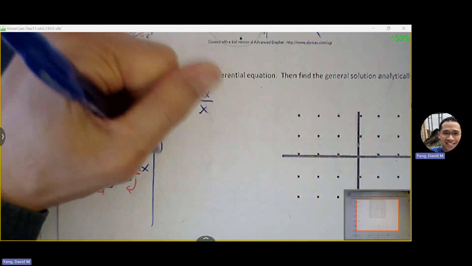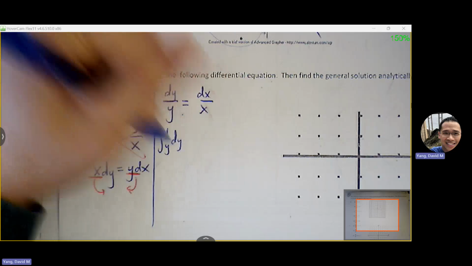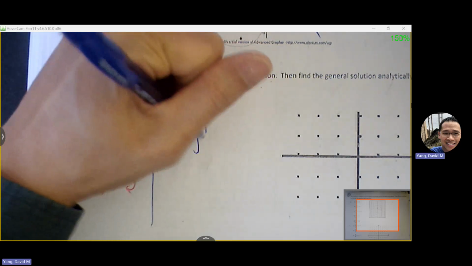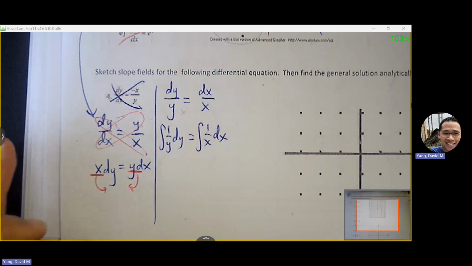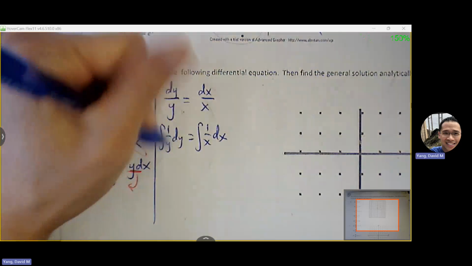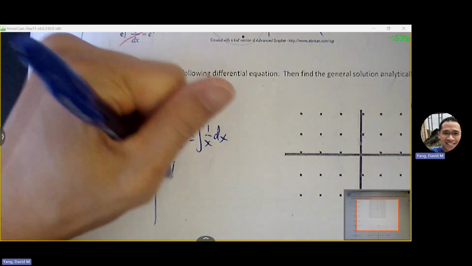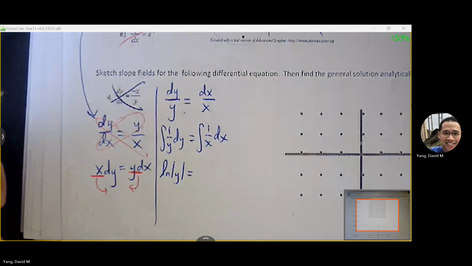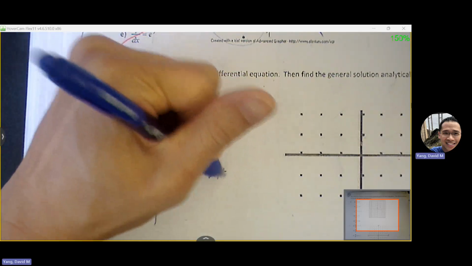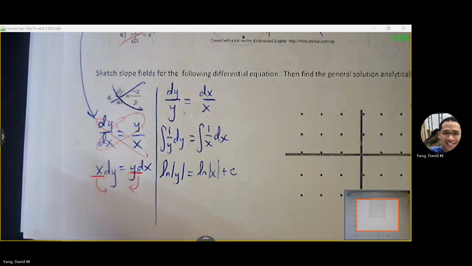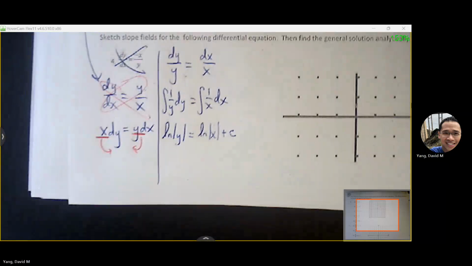So this ends up being 1 over y dy, which is natural log, and this ends up being 1 over x dx, which is also natural log. So we're applying natural logs on both sides. 1 over y is natural log absolute value of y. 1 over x is natural log absolute value of x. And then we save the plus c just one time on the right side.